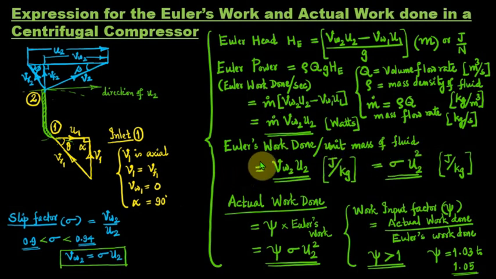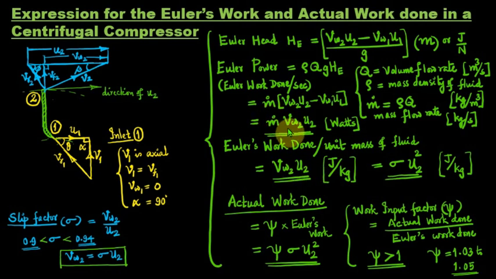So how do you get that? Euler's work done per unit mass of fluid flowing is equal to this Euler power divided by mass flow rate. This Euler power in watts is Newton meter per second, or you can say joule per second. Joule per second divided by kilogram per second, so what answer will you get? Joule per kg. So therefore VW2 U2 without mass flow rate.